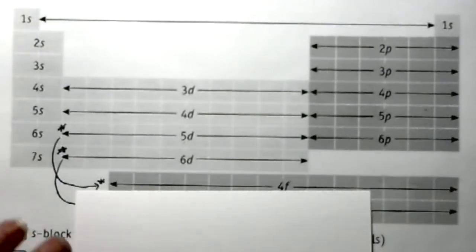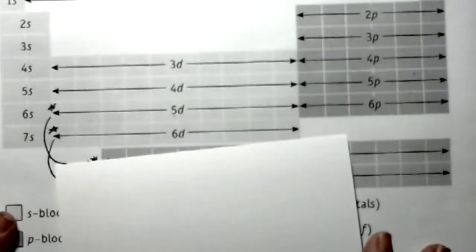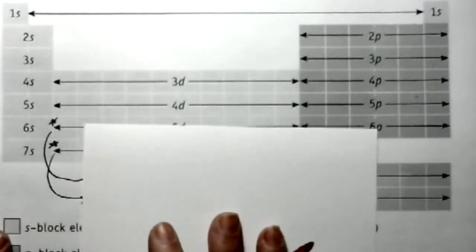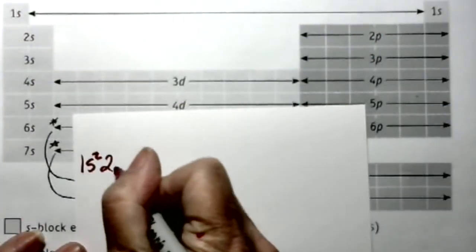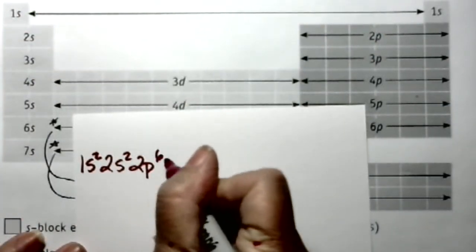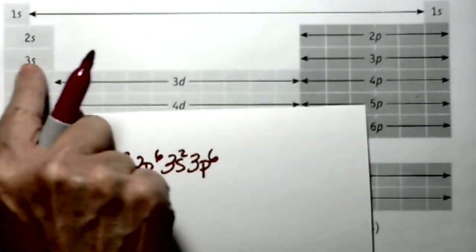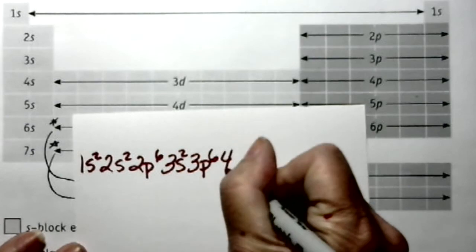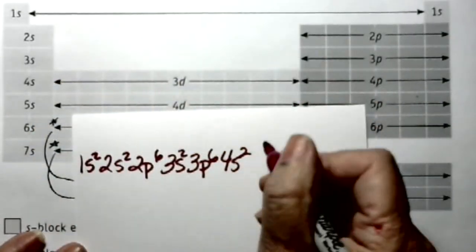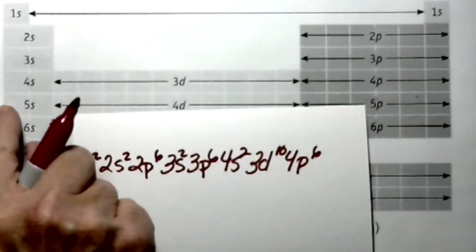Well, I take my periodic table and I just fill it in, knowing that s's can hold 2, p's can hold 6, d's can hold 10, and f's can hold 14 if we need to go all the way that far. So let's start. I have 1s2, then the 2s, 2s2, then 2p6, then 3s comes next, 3s2, 3p6, then what comes after that? Remember reading left to right. 4s comes next, 4s2, then we drop down to the 3d, 3d10, 4p6, and because it's so long, I'm going to skip down.